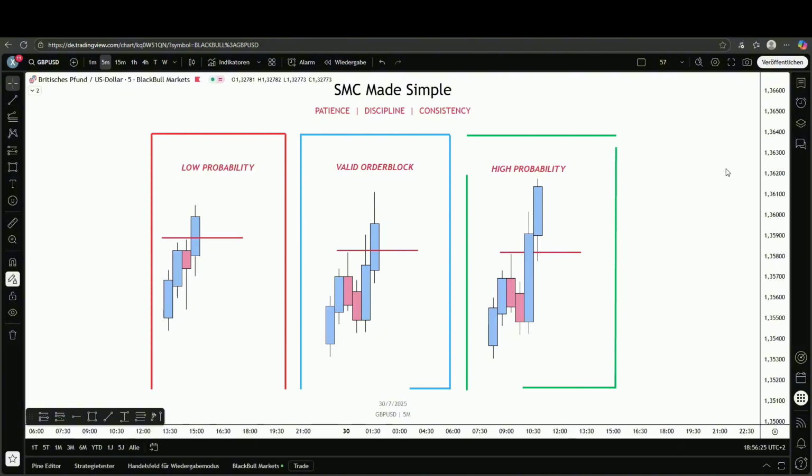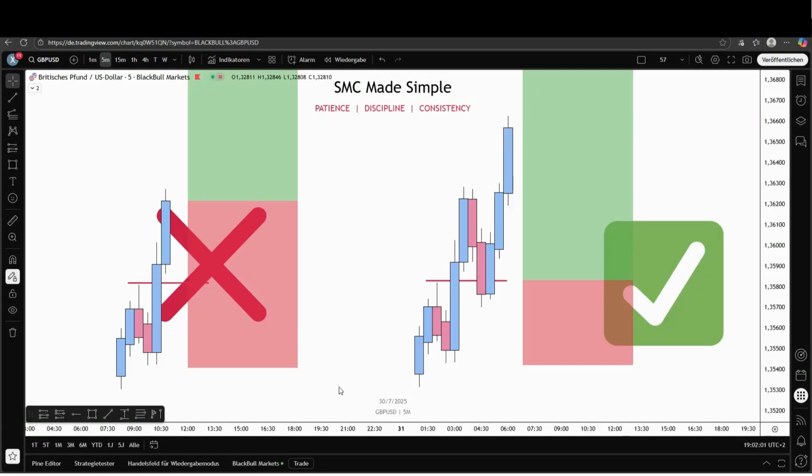So to sum it up, not all order blocks are created equal. The first one was too wick heavy, low confidence. The second one had a decent structure but lacked that strong close. And the third one, that's the gold standard for me. When you learn to rank your OBs like this, you naturally start taking better trades and managing risk way more effectively.